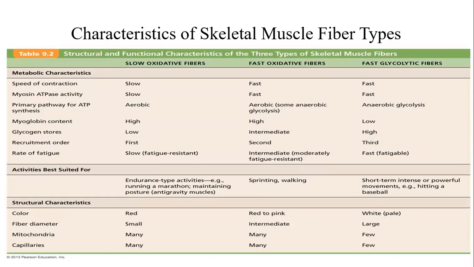So here it's basically the same, but I've just added color down there, the fiber diameter, the mitochondria and capillaries, but basically it's just the same information as the previous one. So you can see here that the slow oxidative fibers, which are type 1, they are red in color. Then the fast fibers or fast twitch fibers, we have two, type 2A and type 2B. So the first one is intermediate, so they will be red to pink. Then the fast twitch type 2B, they will be white or pale in color, because they don't have many capillaries.